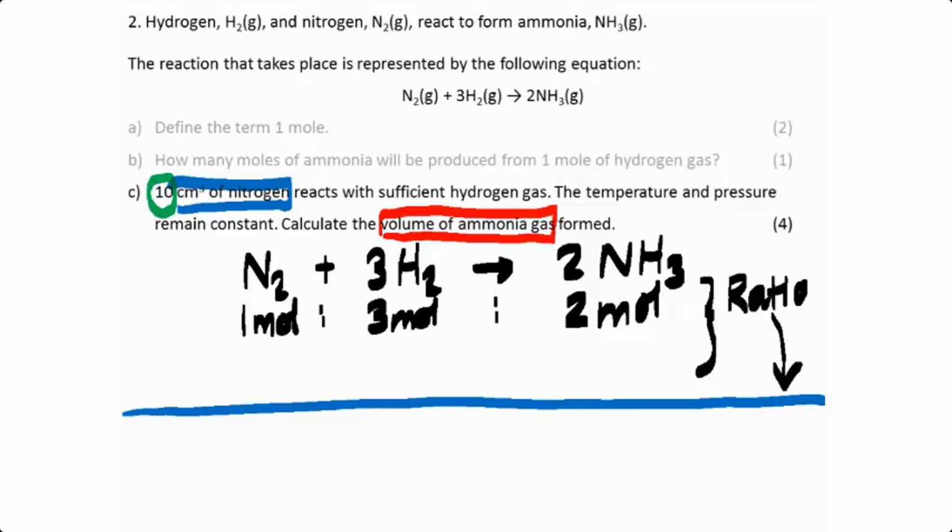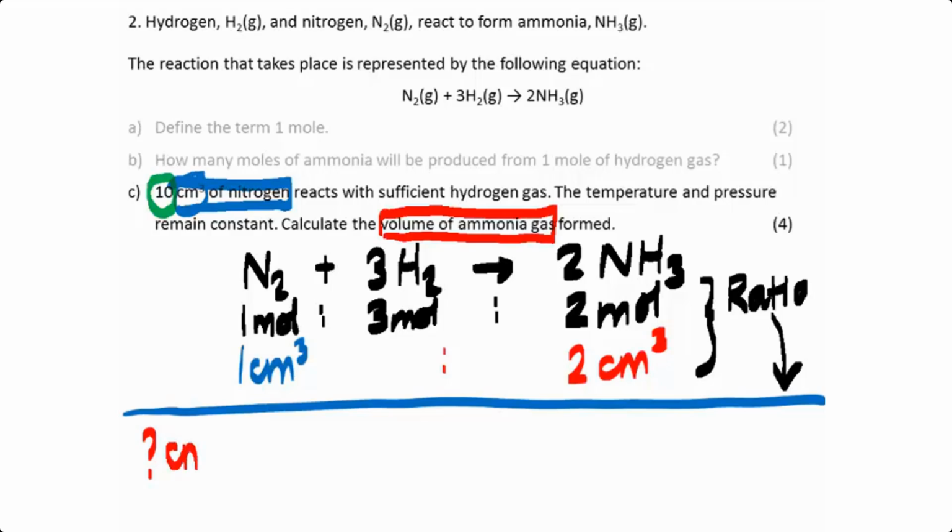And which of those you want to do is just whatever is most convenient. Now in this case, centimeter cubed is given. So actually it's most convenient just to use centimeter cubed. 1 centimeter cubed of nitrogen will always produce 2 centimeter cubed of ammonia with this particular reaction, as long as temperature and pressure remain constant. It doesn't have to be at STP. So this is the volume reaction ratio. And realizing this simplifies the procedure a lot. Question is, what's the volume?